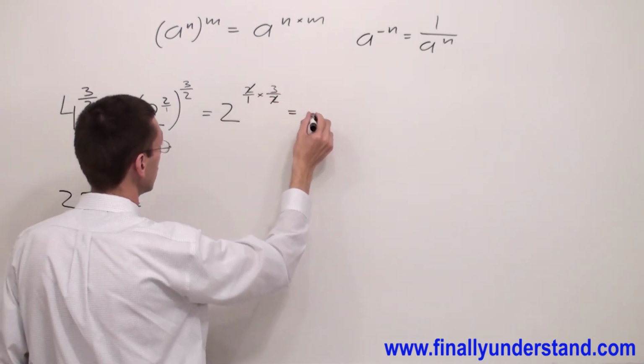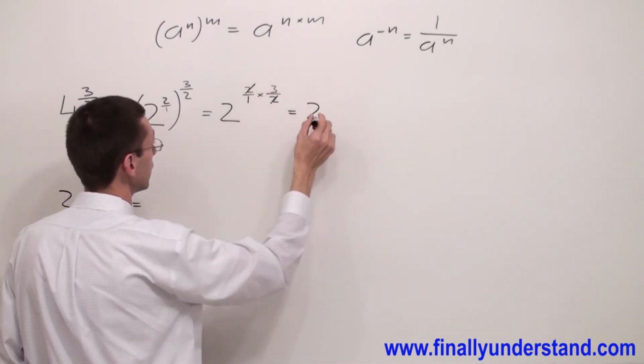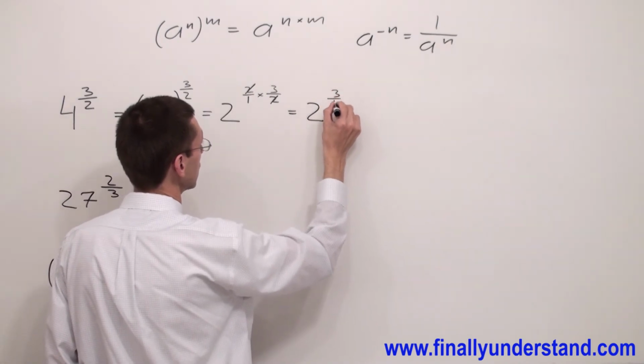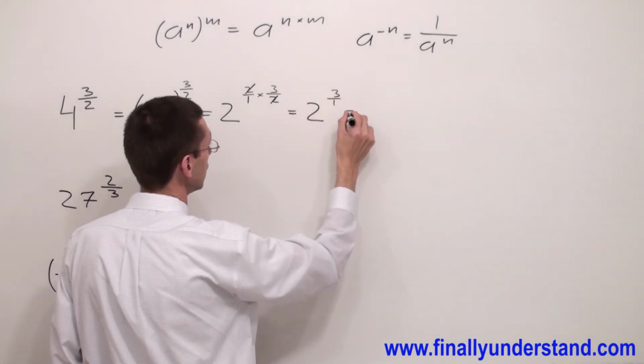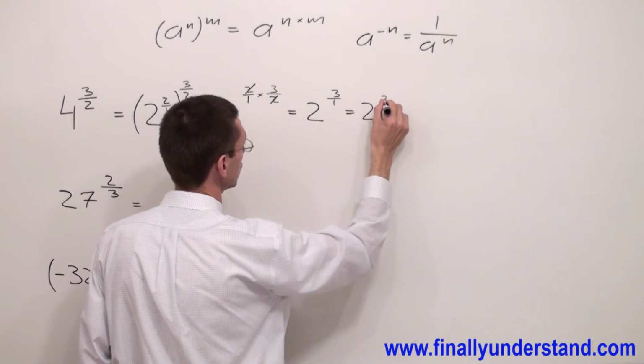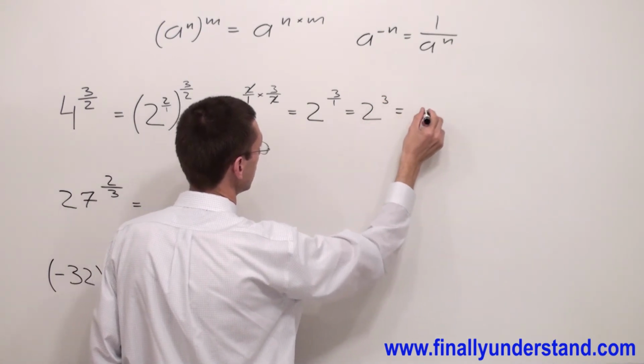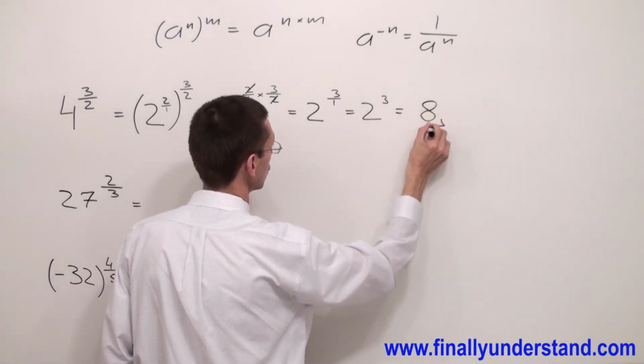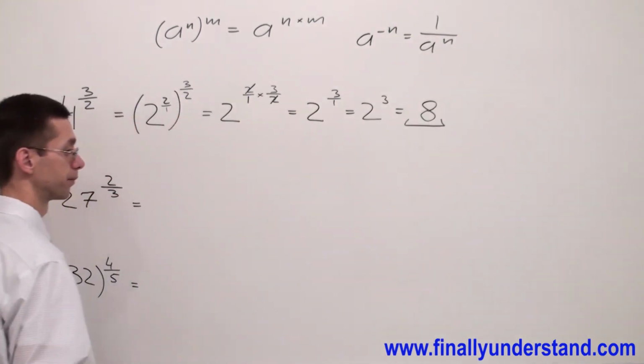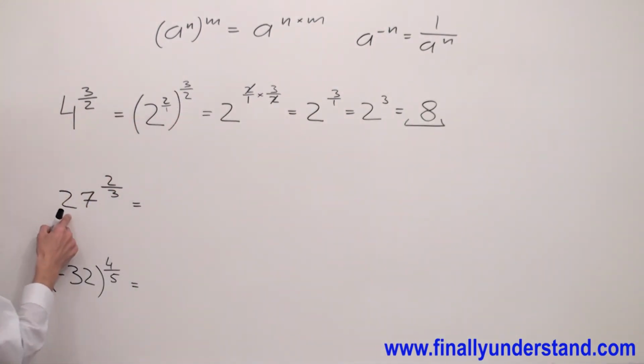Okay, and I'm going to have 2 to the power 3 over 1. 3 divided by 1 is 3, so that's why I have 2 to the third power. 2 to the third power is equal to 8. This is the solution to this problem. Let's take a look at this example.